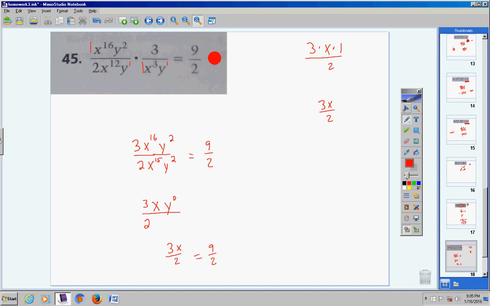Guys, we know how to solve this. This is like an old linear equation we did in the first chapter this year. Okay? You have a 2 and a 2 for your denominators. So let's multiply the entire equation by 2 over 1. 2 times 3x over 2, your 2's cancel, leaving you with 3x. 2 over 1 times 9 over 2, your 2's would cancel, leaving you with 9. Divide both sides by 3, and x equals 3.